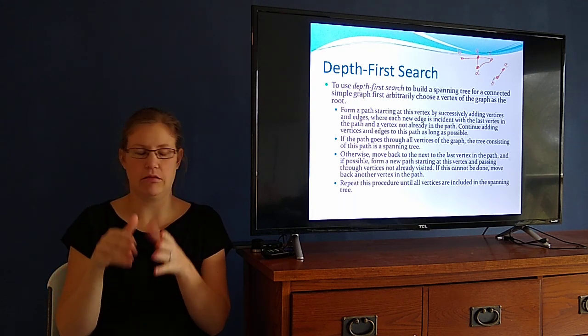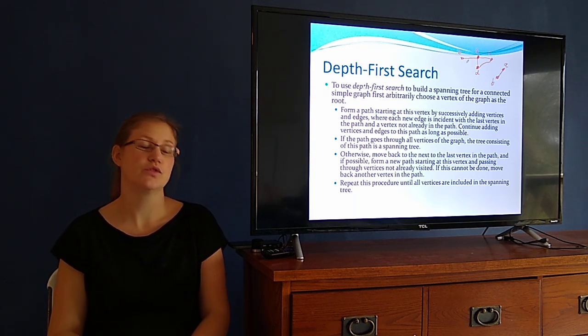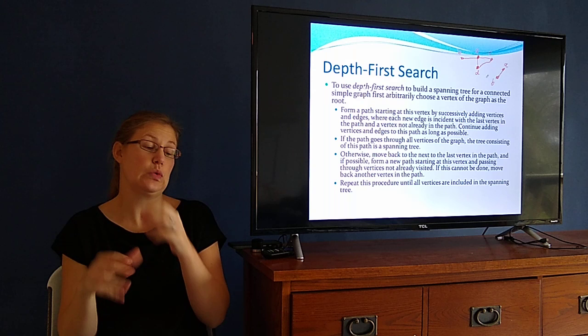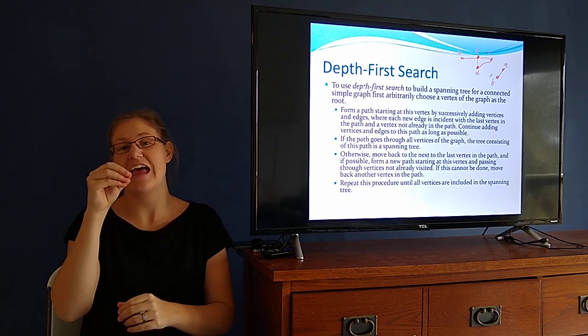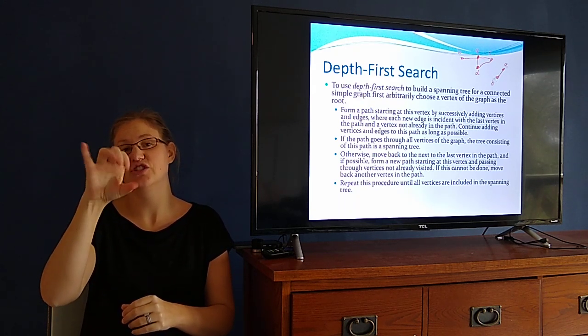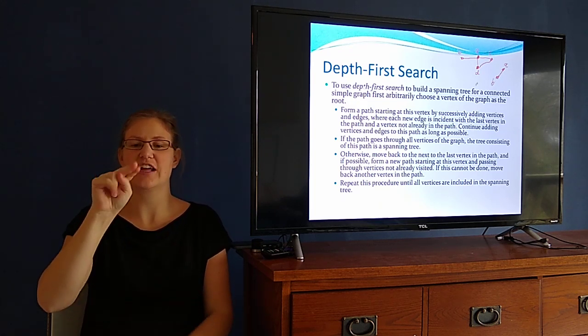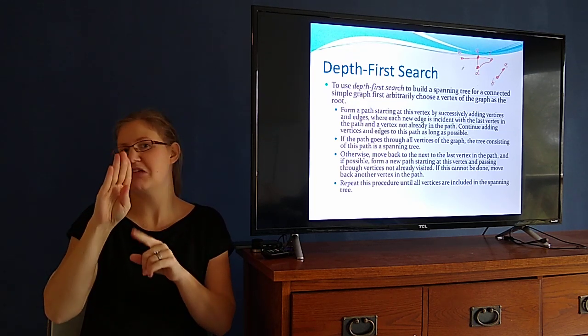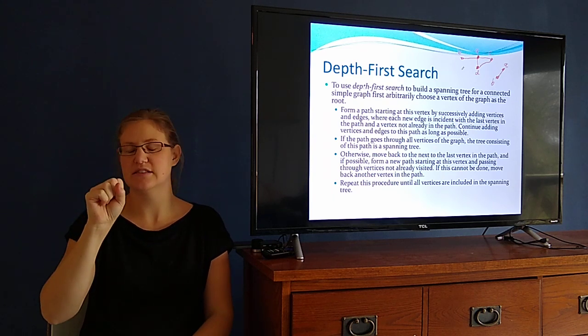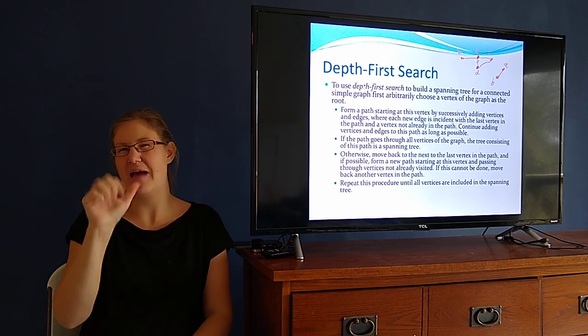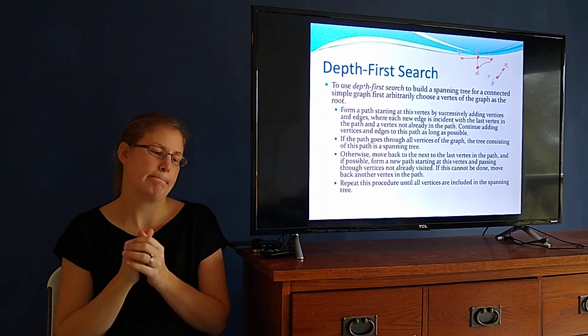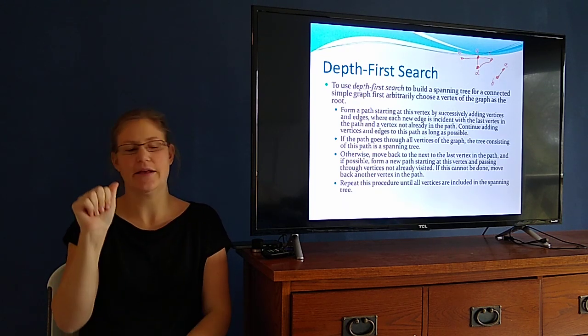Okay, so how about B now? Continue adding vertices and edges to this path as long as possible. So let's add the edges that are incident to B. There are no edges incident to B except A, but A is already discovered. So let's go back to A.